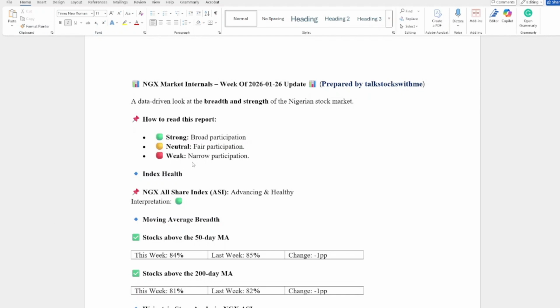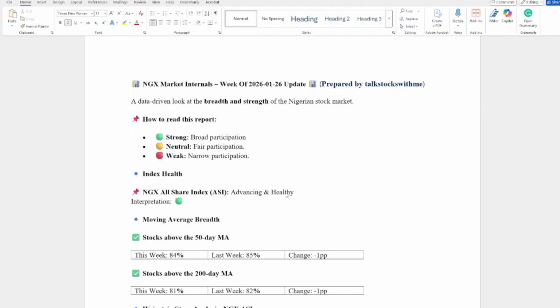We arrive at a rating for the market as either strong, with the green circle, and that implies broad participation across the sectors, right? We can also have a yellow ball, and that rating signifies neutral, where we have fair participation across the sectors. We can also have a red ball, which implies weak, and that means narrow participation from the various sectors that comprise the ASI. Now, the rating for this week is a green ball, which implies strong, and we are also able to identify that the ASI is advancing and healthy. Remember, this week the ASI shed, I think, minus 0.39%. There's no point to be in fear or to panic, because the rating is still advancing and healthy.